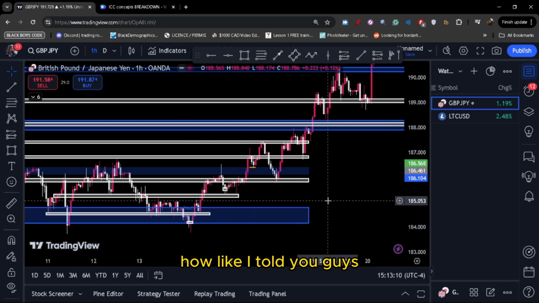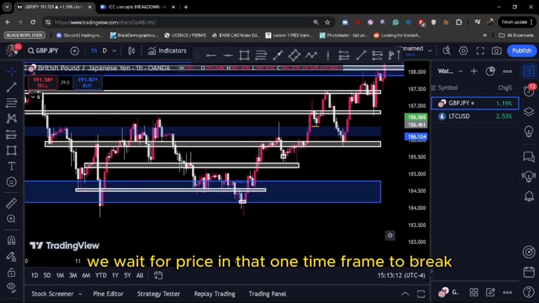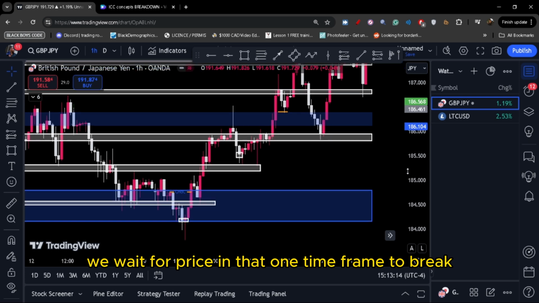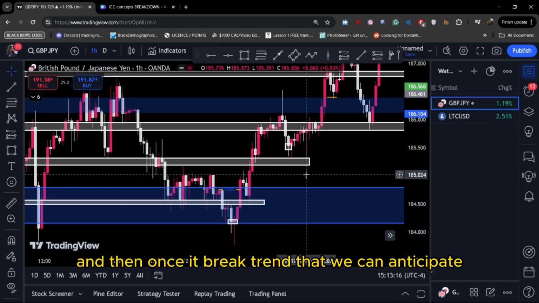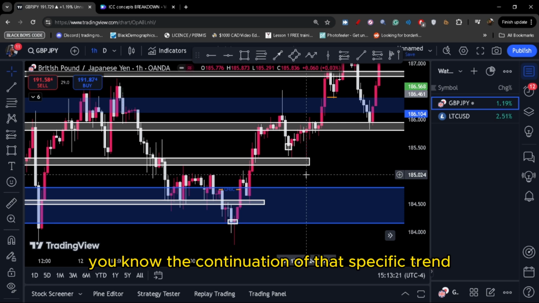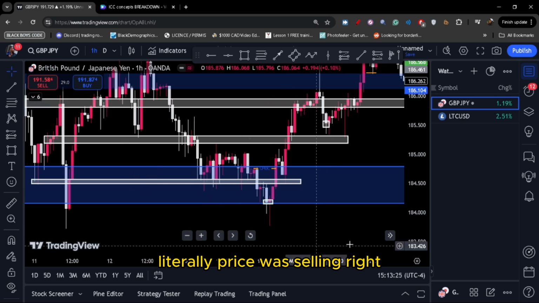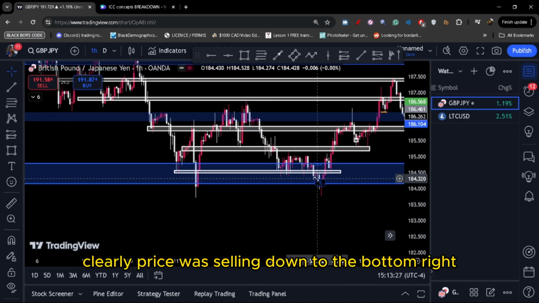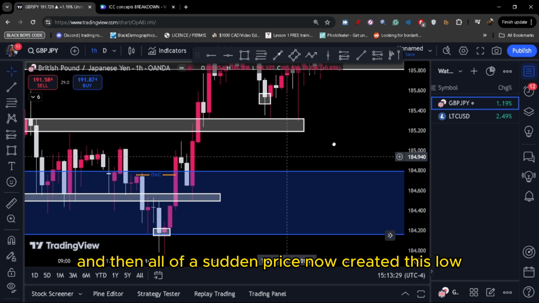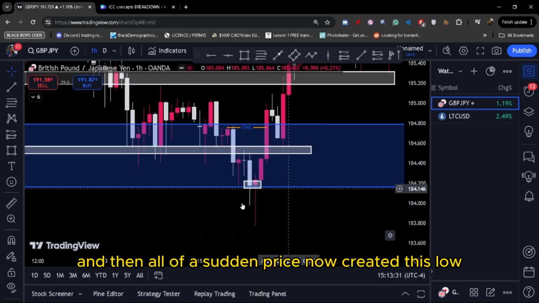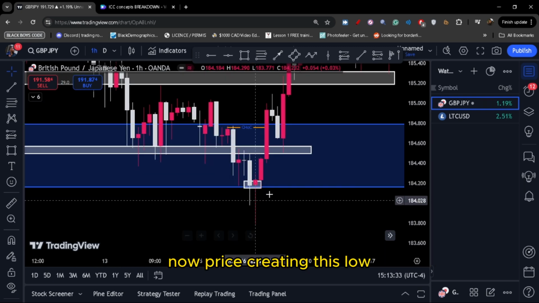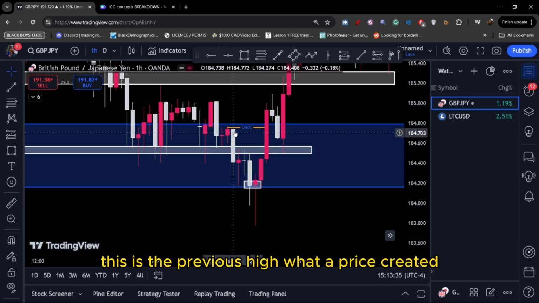How? Like I told you guys, we wait for price in that one time frame to break trend, and once it breaks trend, we can anticipate a continuation of that specific trend that it changed to, right? So what I mean by this is, guys, price was selling, clearly selling down to the bottom, and then all of a sudden, price created this low. Now this is the previous high that price created.